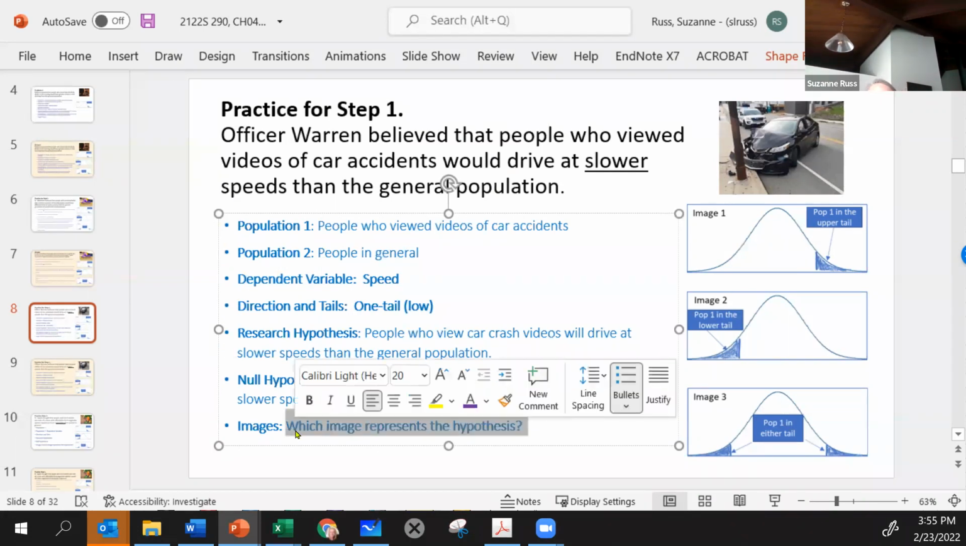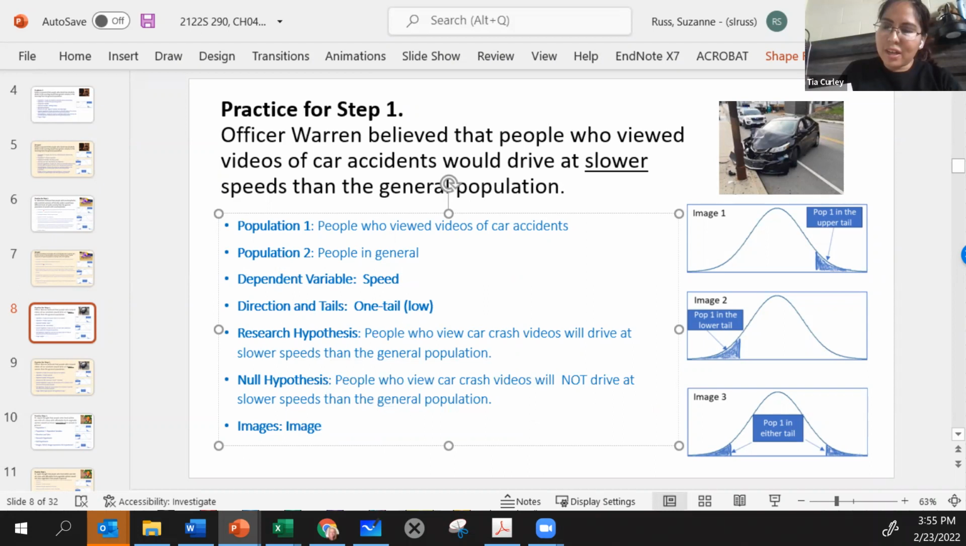Which image is the correct image? Maybe Tia? I didn't go that far, but I'm trying to think. Let's give her a minute here. We were about around that point, weren't we, Tia? Yeah, but look at it now and figure it out. We're looking for one-tailed low. We're looking for a score in the lower end of the distribution. Which image represents that? Image two. Correct.